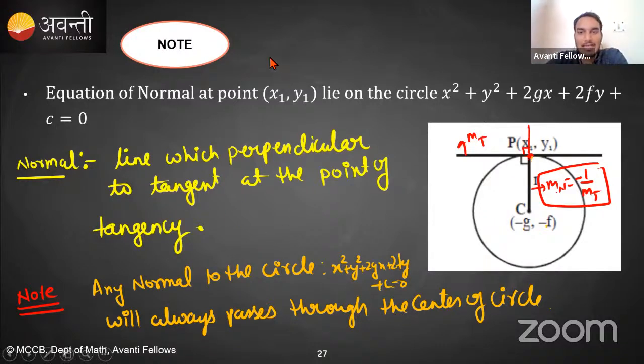If a line is perpendicular to the tangent of the circle and also passes through the center of the circle, you can say that it is a normal. Clear? Is there any doubt, student? Tell me quickly in the chat box. Okay, so did you understand normal?